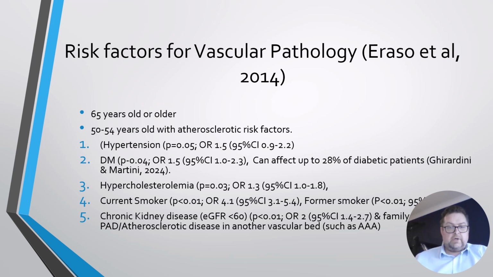Now, if we go through these individually, you can see that if we look at high blood pressure, diabetes, and high cholesterol, then the odds ratio, which is OR here, starts with high blood pressure at 1.5, but the 95% confidence interval is 0.9 to 2.2, so it crosses 1. That means it isn't significant. Same with diabetes: the confidence interval is 1 to 2.3, so it does include 1, so it isn't significant. Same with high cholesterol, it's 1 to 1.8.